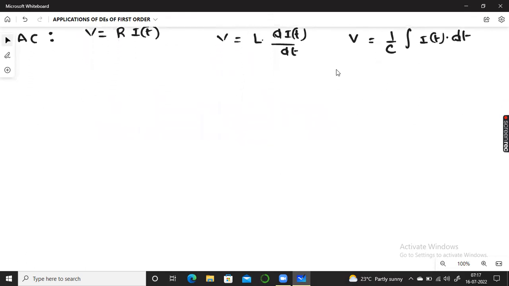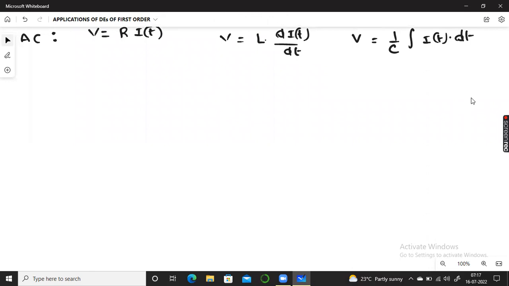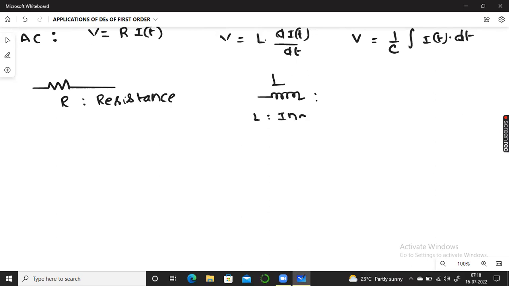Firstly, let me see what a resistor is and what its property is. Coming to R, the resistor has the property called resistance. Resistance simply resists the current. It will resist the flow of current. Coming to the inductor, it has the property called inductance. So what will it do? It will resist the flow of current.